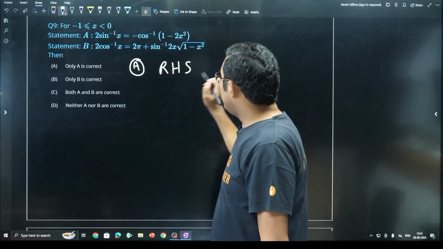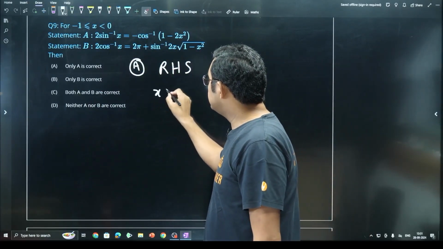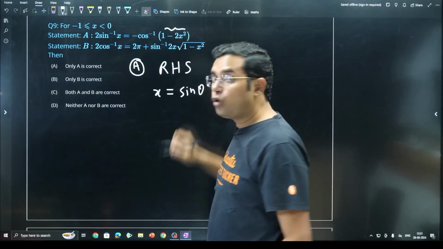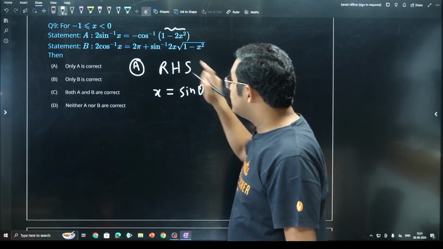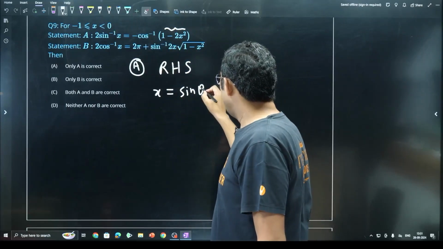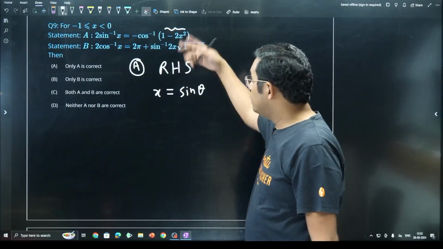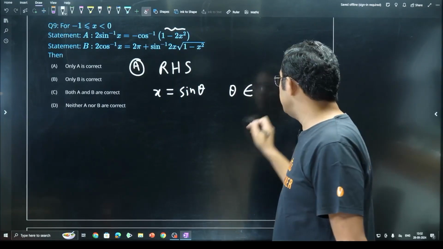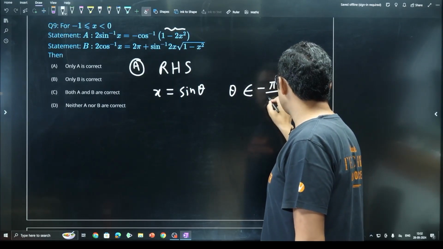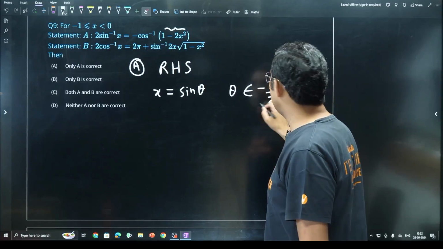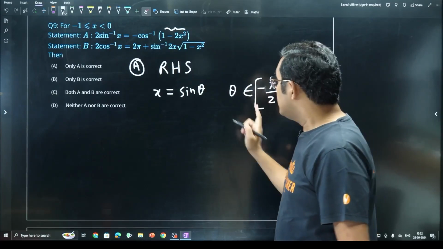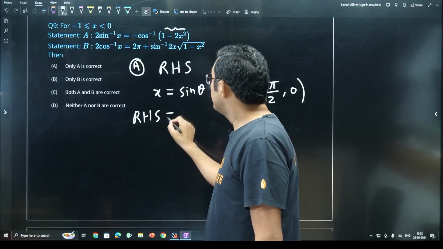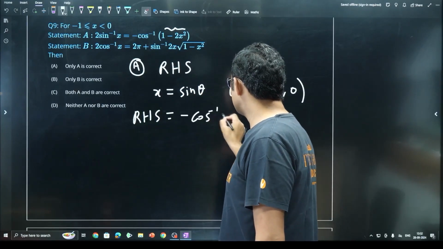So to do that, I will take x as sine theta, so that this expression will give you the cos 2 theta formula. Now because x is from -1 to 0 and x is equal to sine theta, in such substitution we always take the principal range. Principal range means it will be from minus pi by 2 to 0. Now if you put it here, my RHS will become equal to minus cos inverse cos 2 theta.